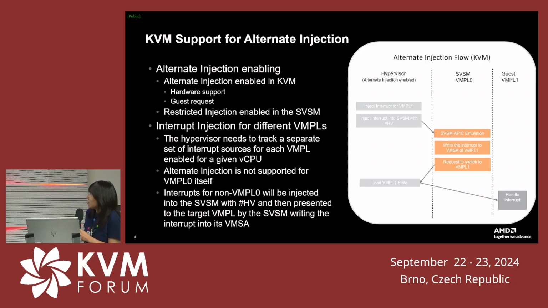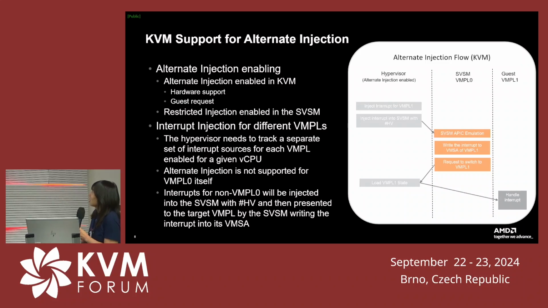Also, the KVM needs to support injecting the interrupt to the different VMPL levels. It injects the interrupt into the SVSM with the Restricted Injection first. Then the SVSM will do alternate injection by going through SVSM APIC emulation, then write the interrupt to the VMSA of the VMPL1. Afterwards, it requests to switch back to VMPL1.